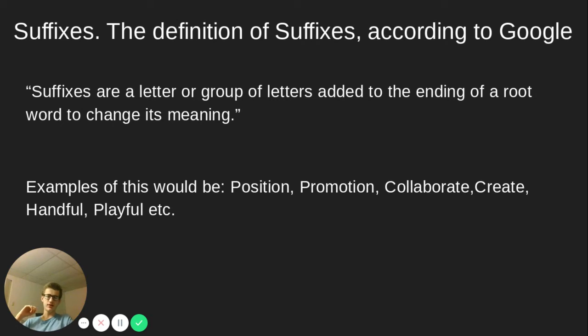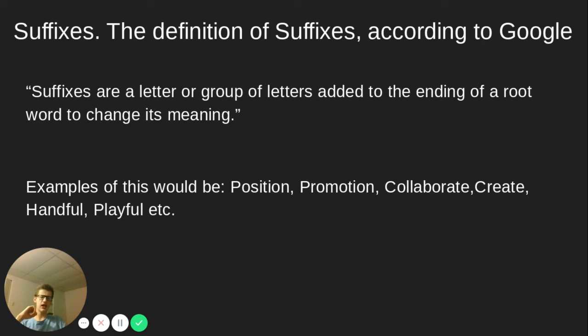Suffixes. The definition of suffixes according to Google, my favorite source. Actually, no, that's not true. Wikipedia is my favorite source because that's how you know you got the most reliable stuff. Quote: Suffixes are a letter or group of letters added to the ending of a root word to change its meaning. Long story short, I sure hope that suffixes have letters or groups of letters in them. Really am hoping that's the case.